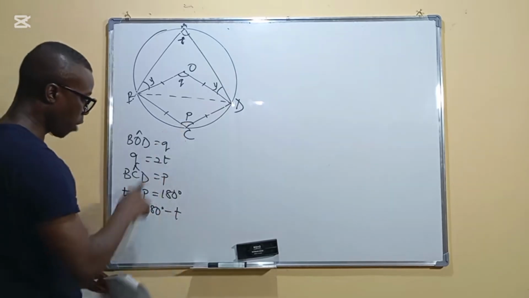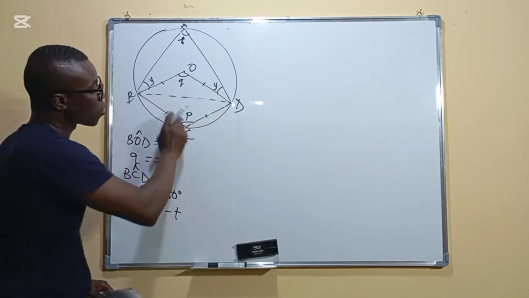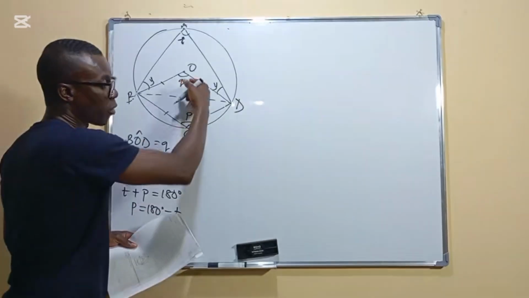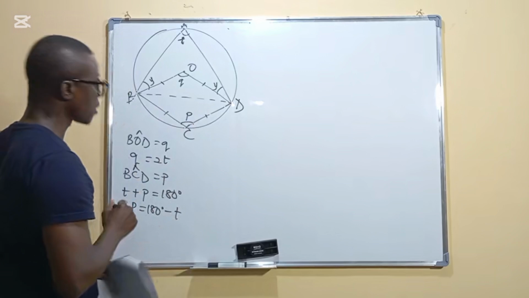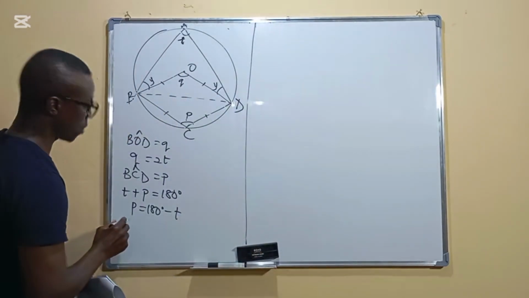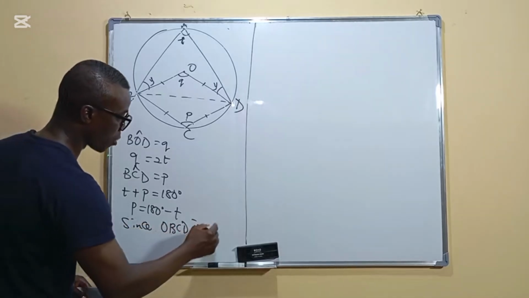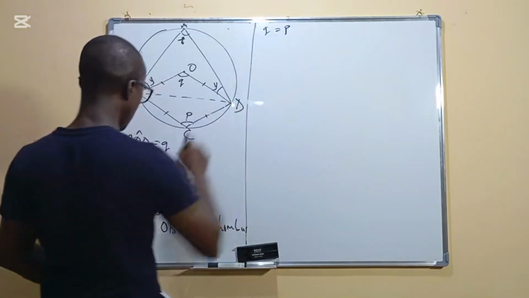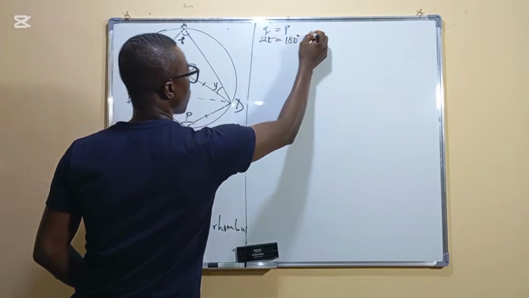Now, since P is 180 degrees minus T and Q is 2T, going into this rhombus, don't forget, one of the properties of a rhombus is that opposite angles are equal. So because OBCD is a rhombus, that simply means that Q is equal to P. But what is Q? Q is 2T. And what is P? 180 degrees minus T.